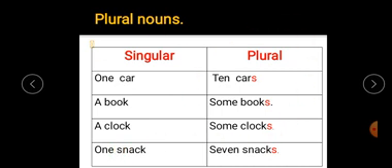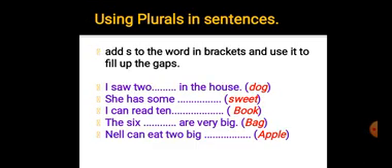Let's move on. We are also going to be using plurals in sentences. Now, the instruction here says, add S to the word in brackets and use it to fill up the gaps.